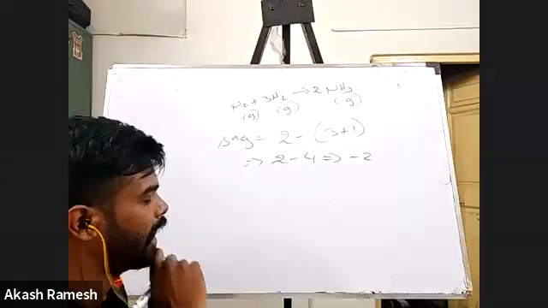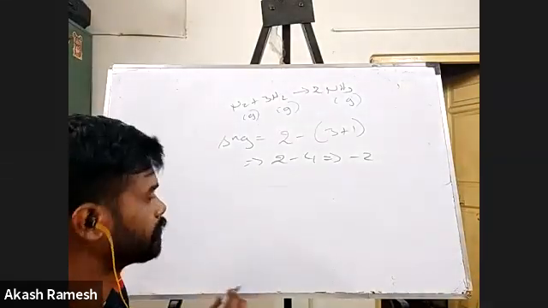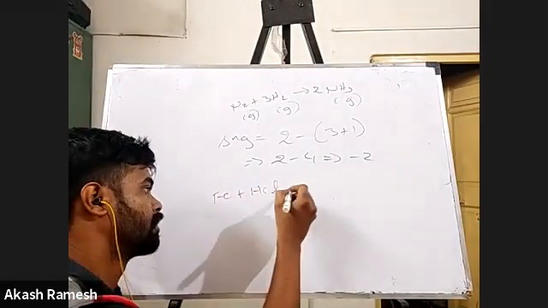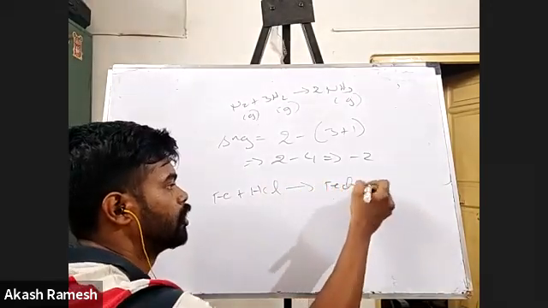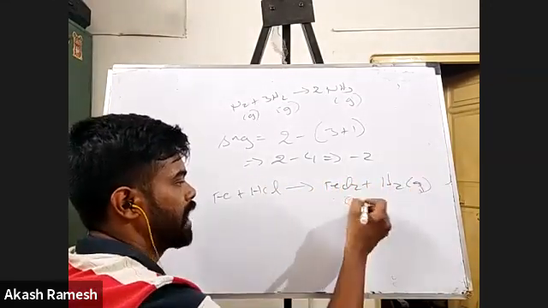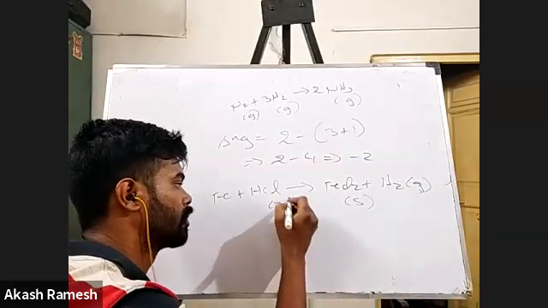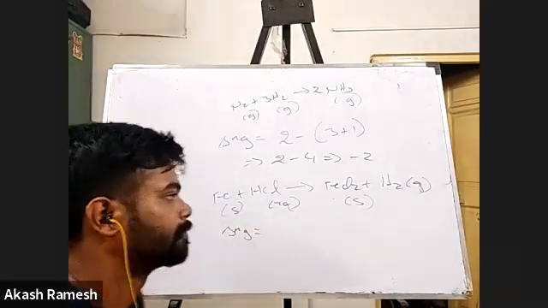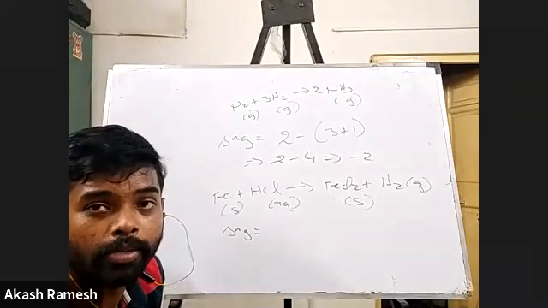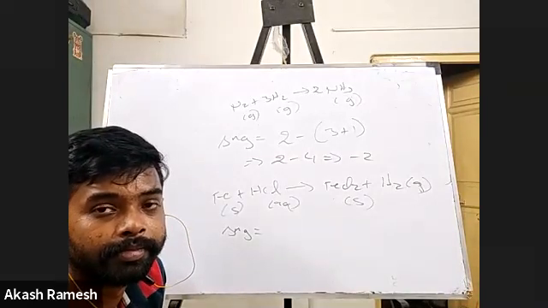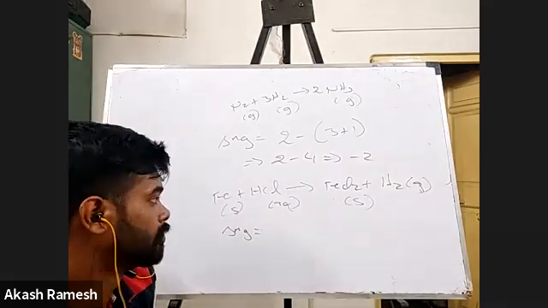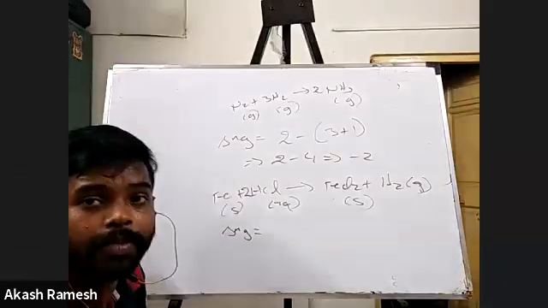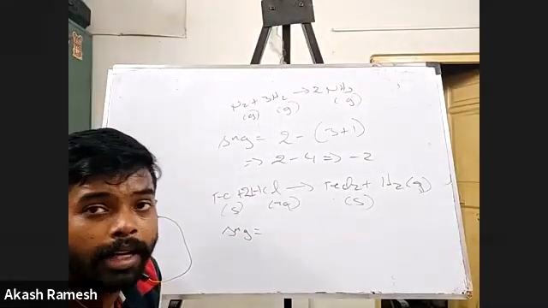Say I have Fe plus HCl gives me FeCl2 plus H2 gas. Fe is a solid, HCl is an aqueous solution, and FeCl2 is again a solid. So now again, if I want to find delta Ng, can you tell me what will be the value? Wait, I have to balance it. Okay, fine, I put 2 here. Now it's balanced. Now tell me, what is the delta Ng for this reaction?